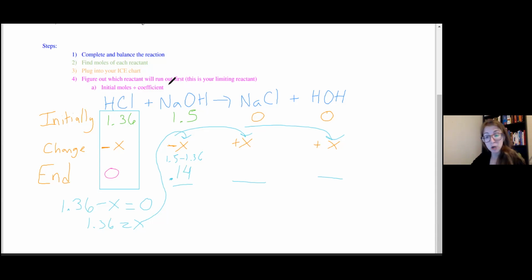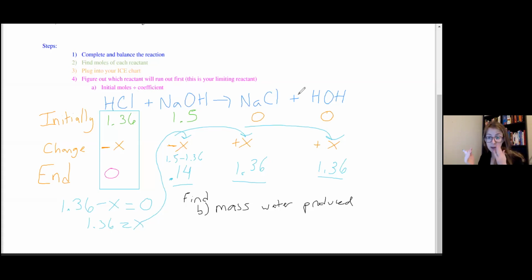For NaCl, I start with nothing, but then I add my X value. I add 1.36, so it turns out I made 1.36 moles of NaCl. For my water, I start with 0, I add my X, which is 1.36. It turns out I have 1.36 moles of water at the end.